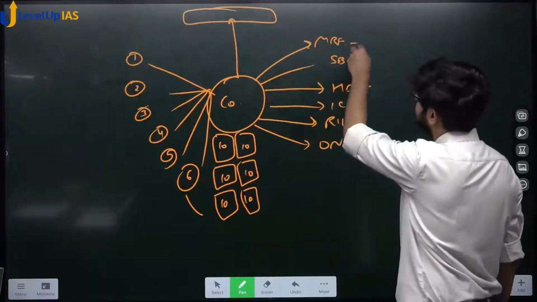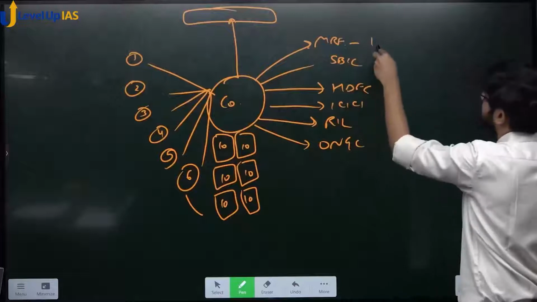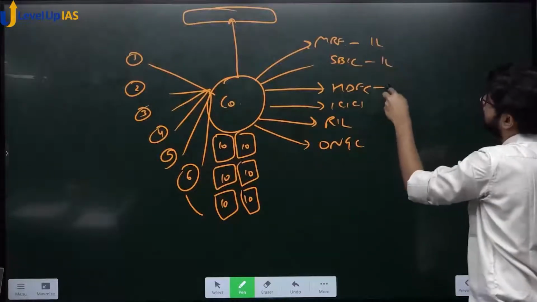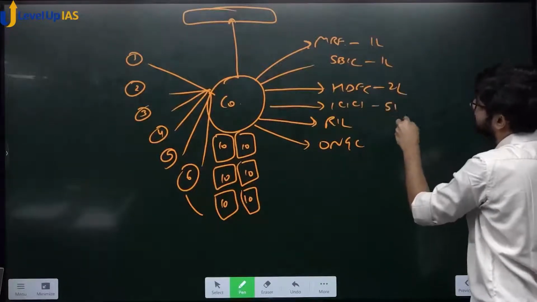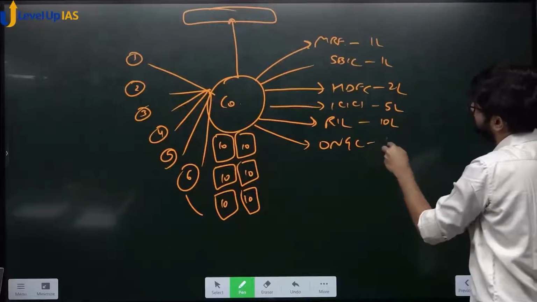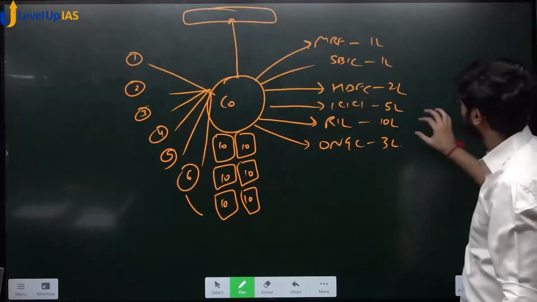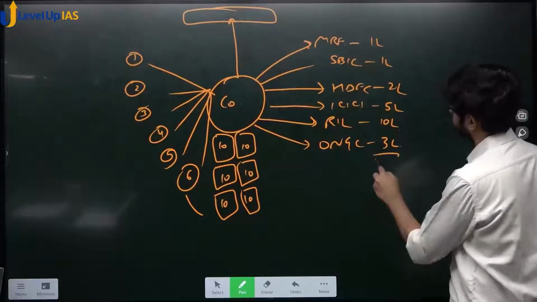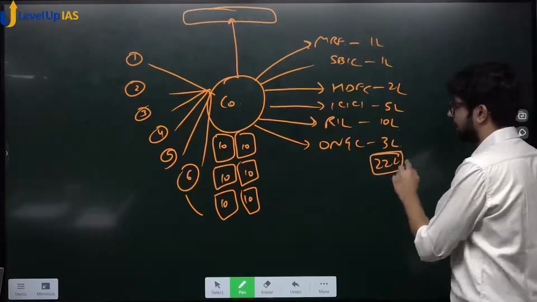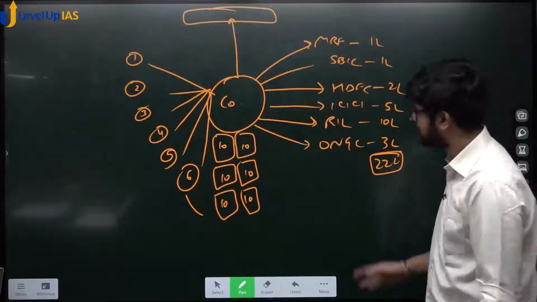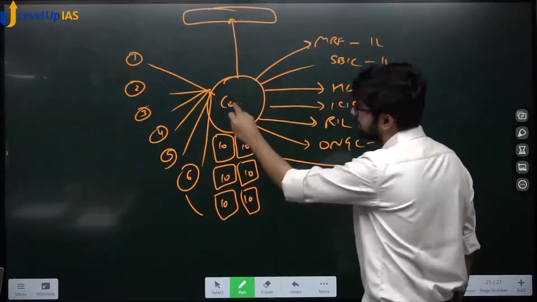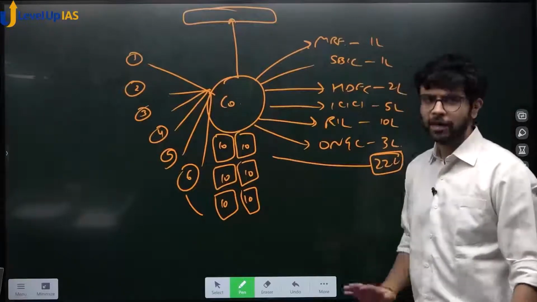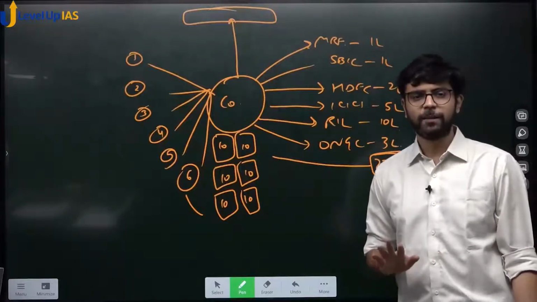Now, let's say he invested 1 lakh in MRF, 1 lakh in SBI, 2 lakhs in this, 5 lakhs in this, 10 lakhs in this, 3 lakhs in this. Okay? How much is it? 10, 15, 20, 22 lakhs. Okay? Now this 22 lakhs he will put. Is this his asset or not? Are you following? Like, is it okay? Or am I going very fast?